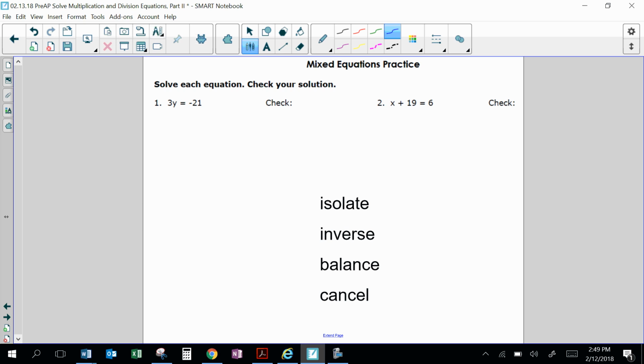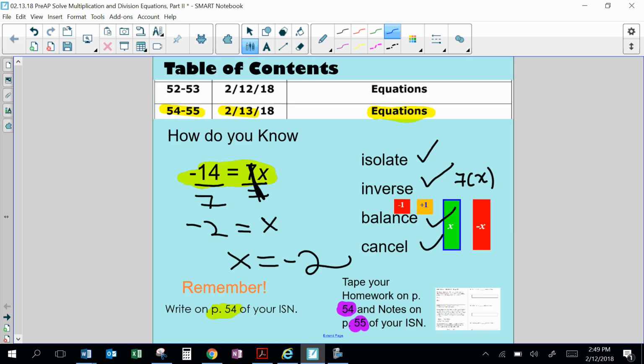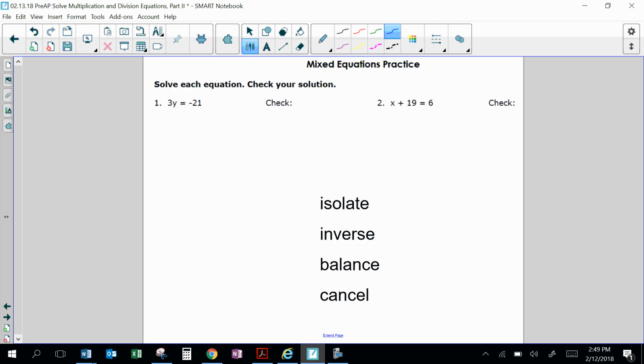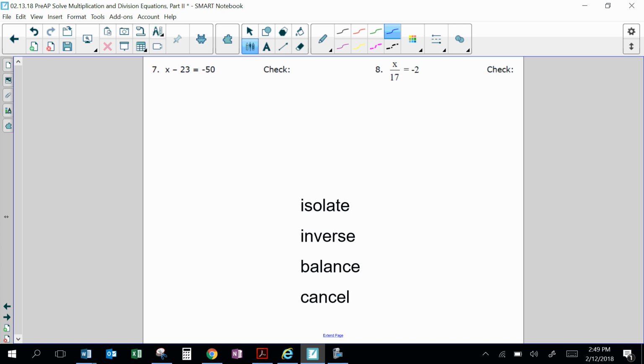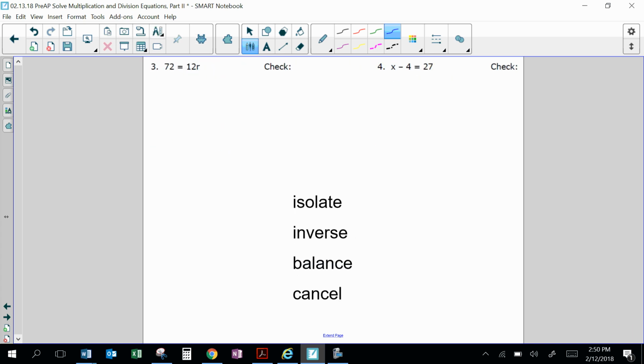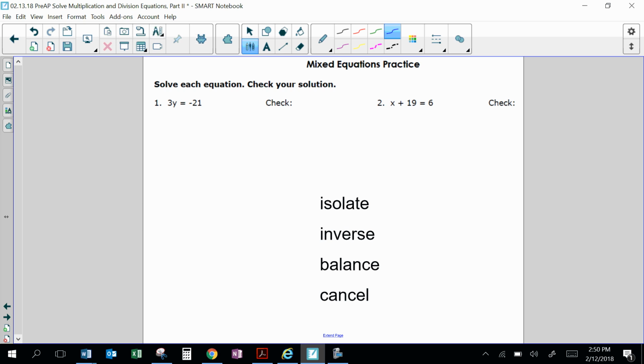You may want to pause at this time and let students put it inside our homework folder. Welcome back. Now please take out your notes on page 55. You have 16 problems to solve. You may solve them individually or, depending on your sub, they may allow you to work with partners. When you solve, think of the words isolate, inverse, balance, cancel. If it's an addition problem, the inverse is subtraction. If it's a subtraction problem, you must add to solve it. If it's a multiplication problem, you must use division. If it's a division problem, you must use multiplication, the inverse. You may pause it and let kids start solving.